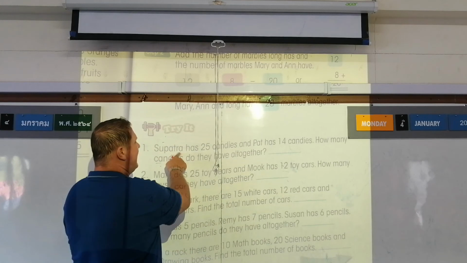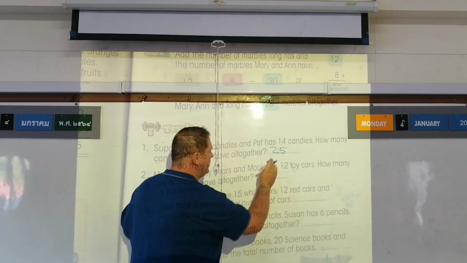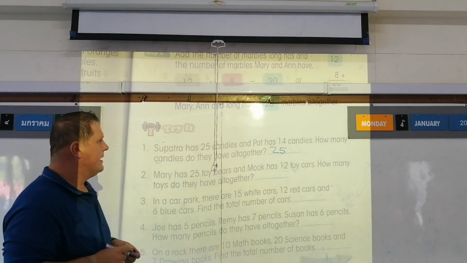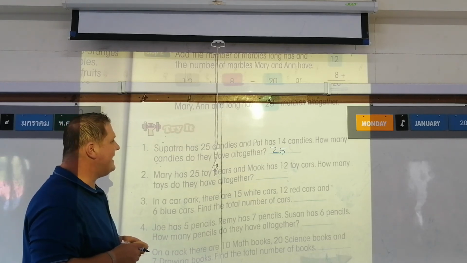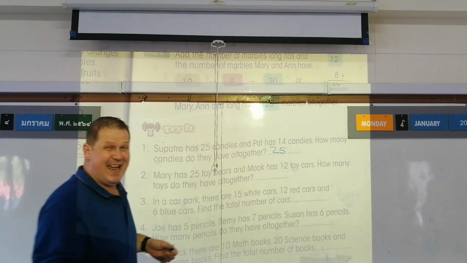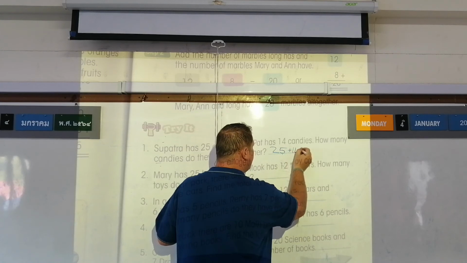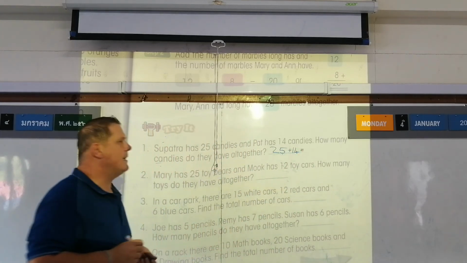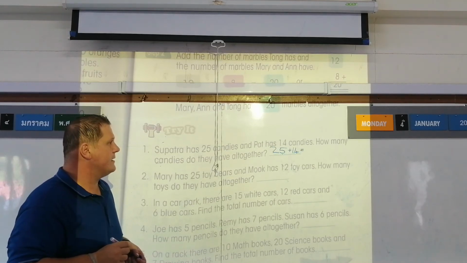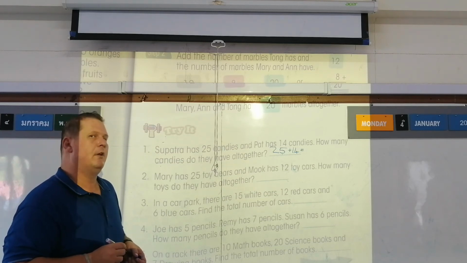So, Supatra has 25 candies. Pat has 14 candies. How many candies do they have all together, right? So they have to add. 25 plus 14 equals, how much is that? How much do you guys think it is? I think that's about 39, huh? What do you think? 39?